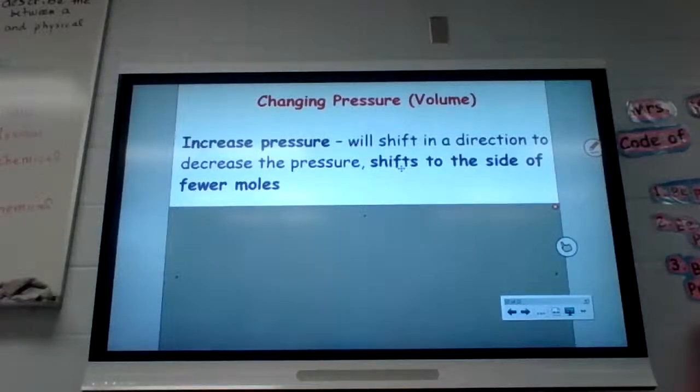All right? So if we increase pressure on a system that is at equilibrium, the system will shift in a direction to decrease the pressure. It's trying to get back to equilibrium. So if we increase the pressure, it shifts in a direction to decrease or lower the pressure. Well, the lower pressure will be on the side that has fewer moles.